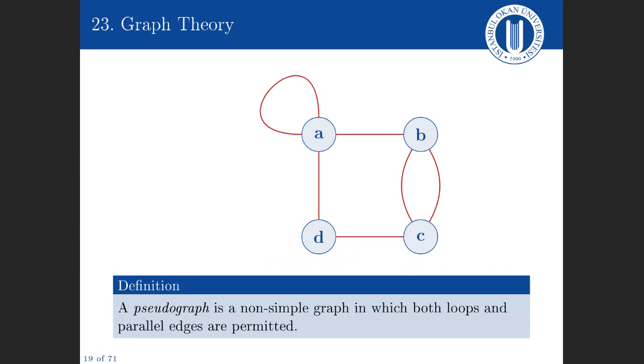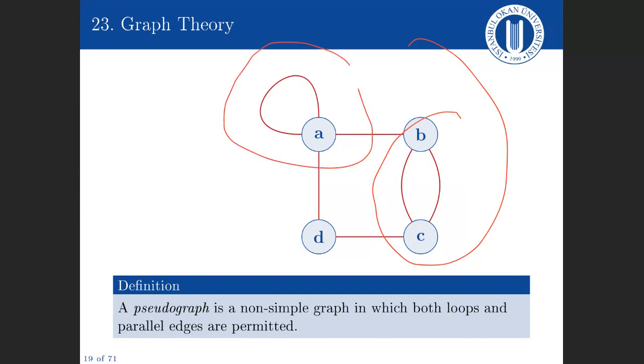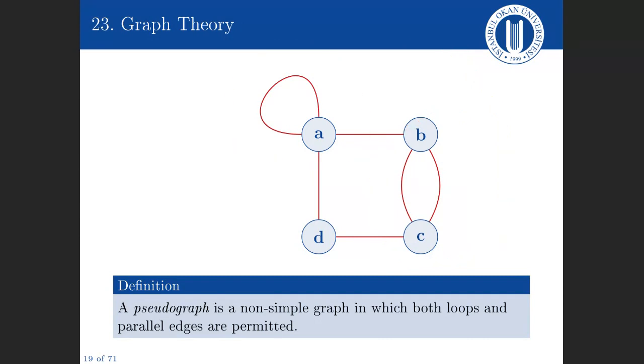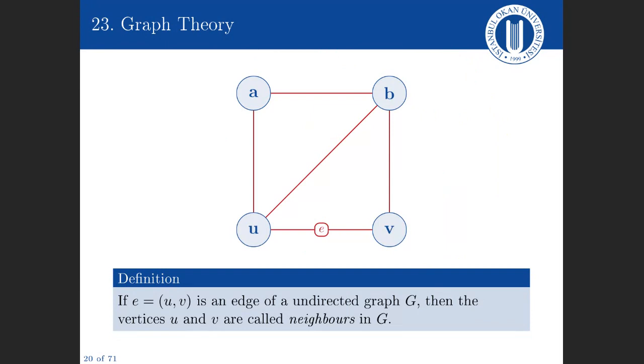A pseudograph is a non-simple graph in which both loops and parallel edges are permitted. We have a pair of parallel edges and we have a loop in this picture. If we have a graph like this, and if e is the edge connecting u with v, then we can say that u and v are neighbors in this graph.